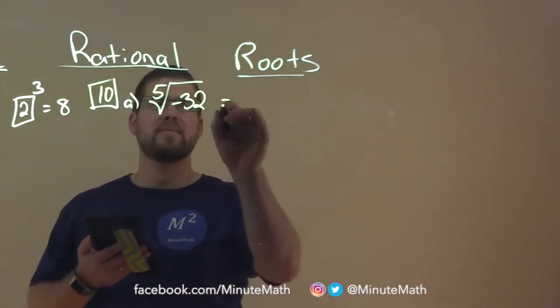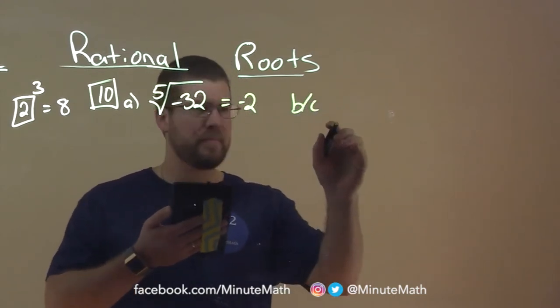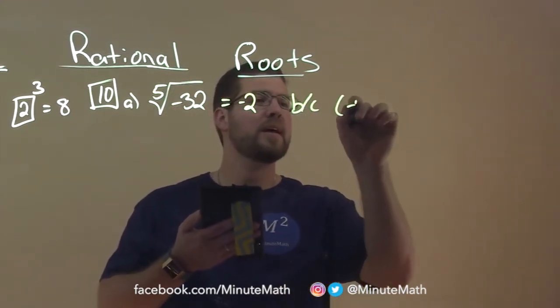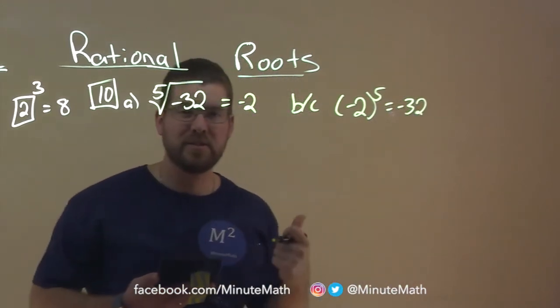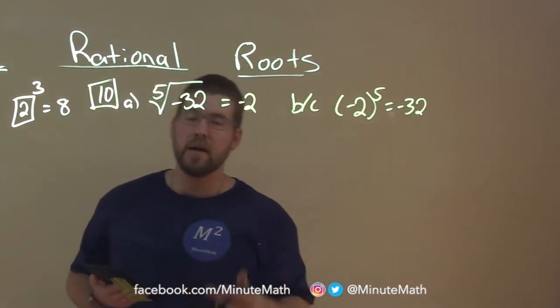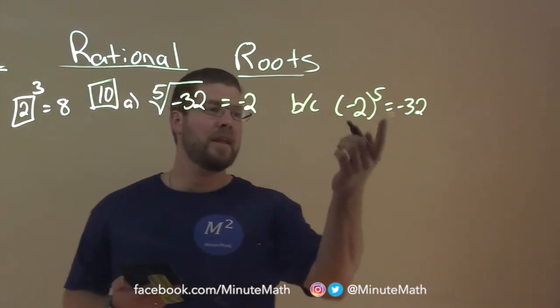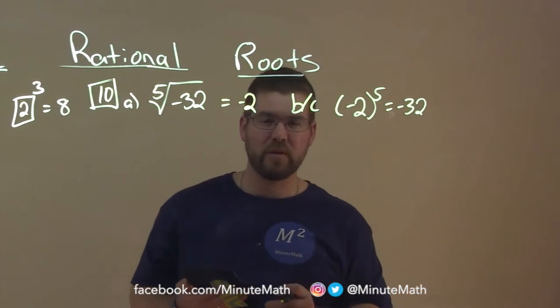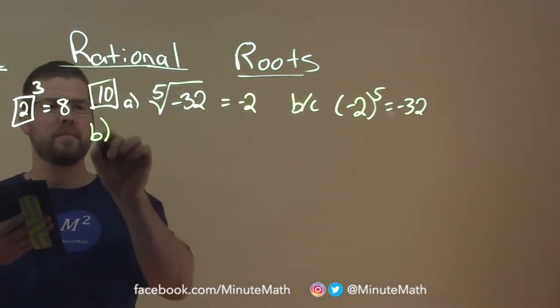And that's going to be just negative 2, because negative 2 to the 5th power is negative 32, right? 2 times 2 is 4, times 2 is 8, times 2 is 16, times 2 is 32. We got 5 2s, and the negative makes sure it's a negative 32, okay? Let's try another one.